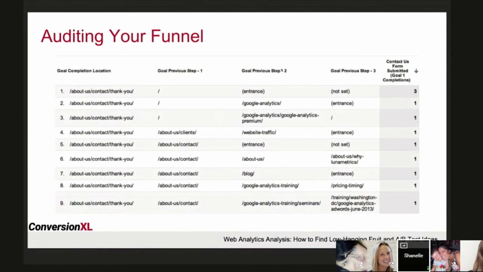And then you also have the reverse goal flow, which you'll see in the far right corner here. We have goal completion for goal 1. And then prior to that, you have the last 3 steps that they took before they completed that goal. So often you're going to find funnels and flows that you didn't even know existed because it wasn't what you intended, but it's what people ended up using.